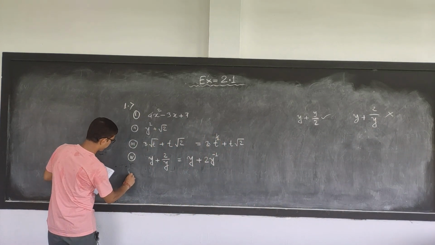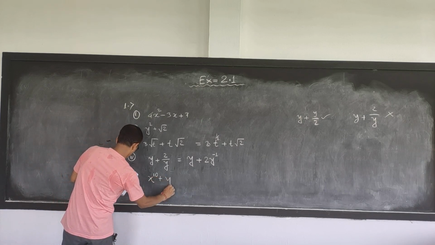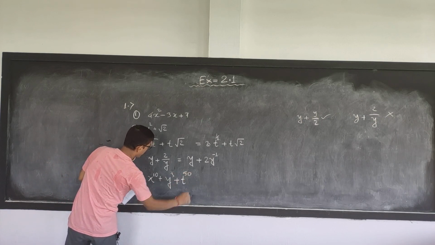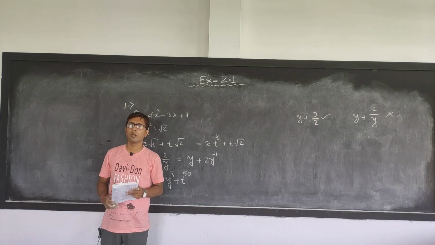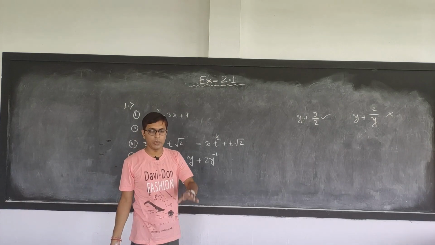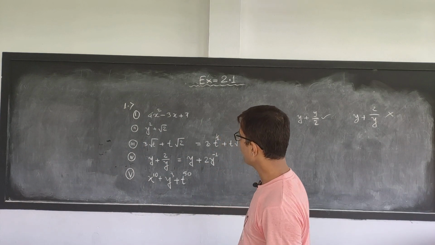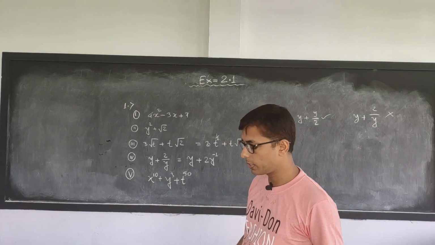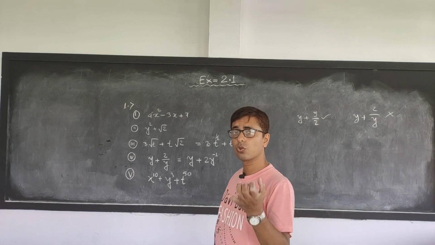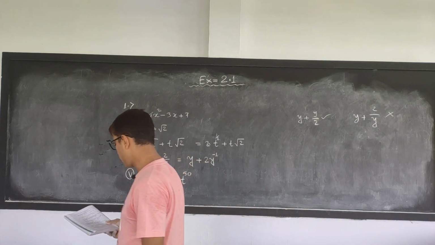Fifth one: x to the power 10 plus y cube plus t to the power 50. Is it a polynomial? Of course it is a polynomial, but is it a polynomial in one variable? Of course not. It is a polynomial in 3 variables, not one variable. Why is it a polynomial? Because the powers on the variables are all whole numbers. And since there are 3 variables, x, y and t, it is a polynomial in 3 variables. So hope you have understood.